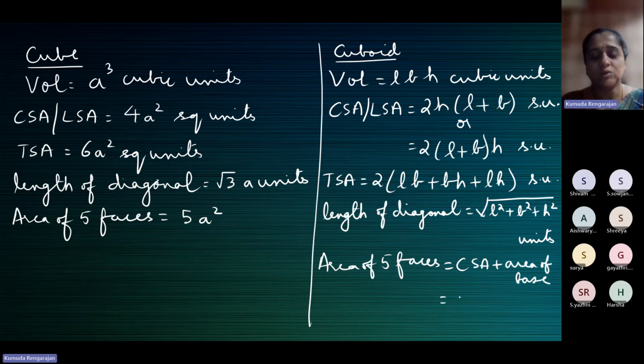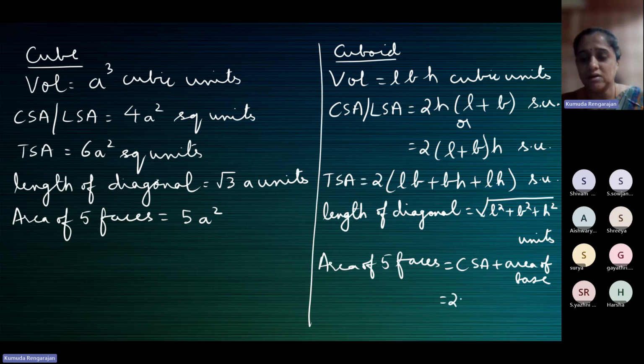So CSA, we know the formula. You can find it separately and add. If you want to find the area of the 5 faces, you can find the CSA, you can find the area of the base, and add these two to get the area of the 5 faces. So I think this is enough. Area of the base is L into B because the base is a rectangle, and its area is L into B.